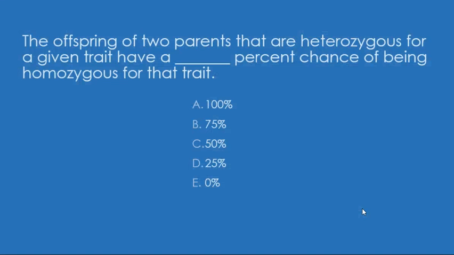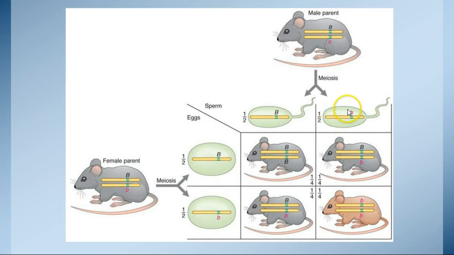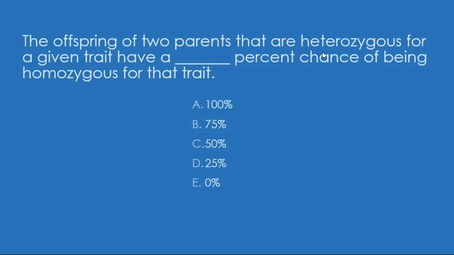All right, so here's your next question. The offspring of two parents that are heterozygous for a given trait have a what percent chance of being homozygous for that trait? Well, if you go back to this, these guys are heterozygous for black. But if they are going to be homozygous for black, there's only one combination. Homozygous dominant gives you homozygous dominant. 1 in 4, or 25%. There's 25% that it will be homozygous recessive, and there's a 50% chance that they will be heterozygous. So the answer to this question is 25%, and we're going to do more.